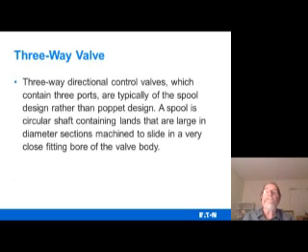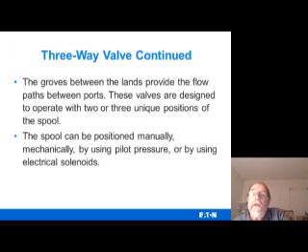Now the three-way valve, the three-way directional control valve, which contains 3 ports, are typically of the spool design rather than poppet design. A spool is a large circular shaft containing lands that are large in diameter sections machined to slide in a very close-fitting bore of the valve body. The grooves between the lands provide the flow path between the ports. These valves are designed to operate with 2 or 3 unique positions of the spool. The spool can be positioned manually, mechanically, by using pilot pressure, or by using electrical solenoids.